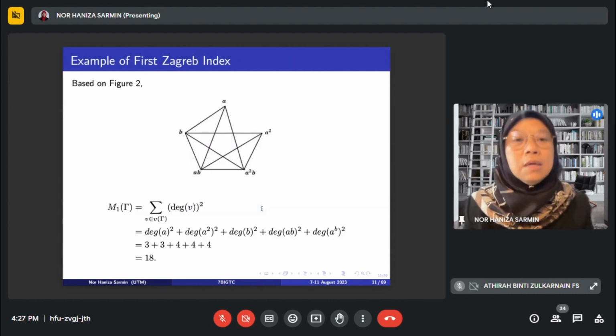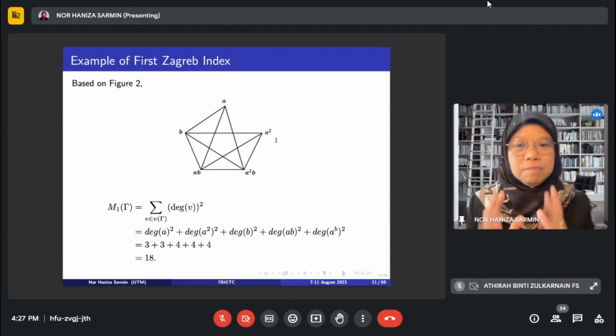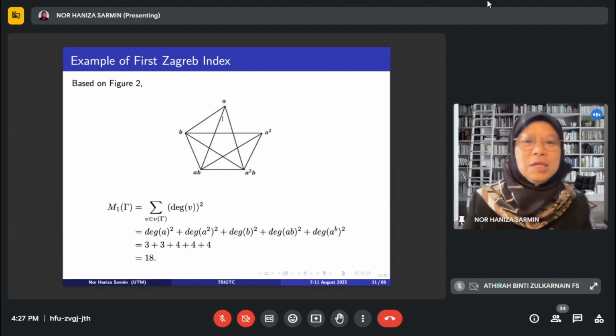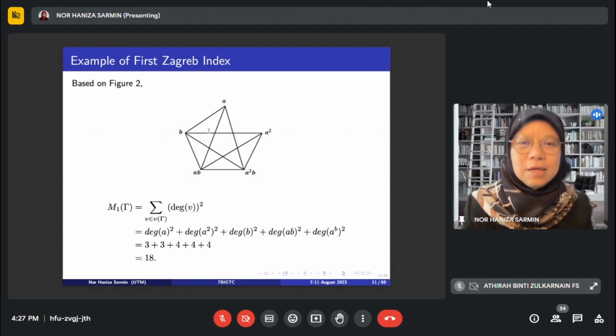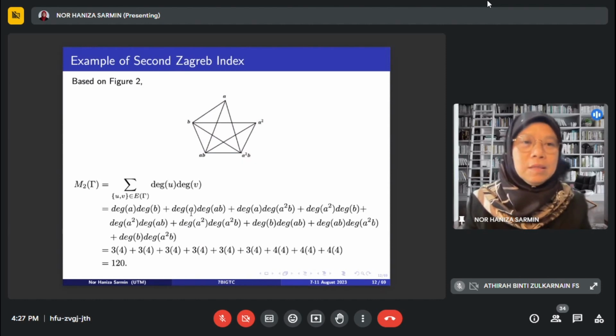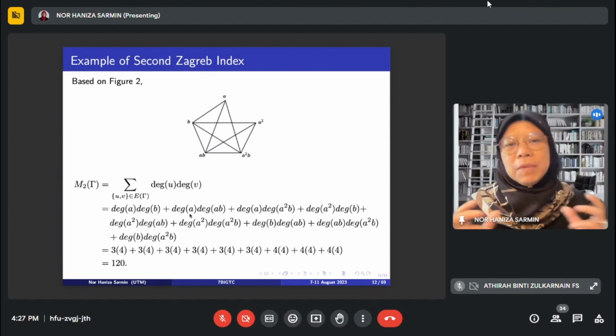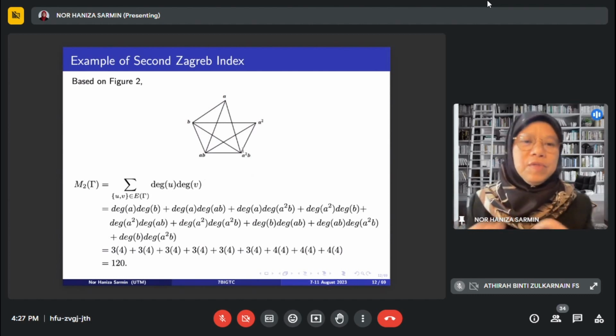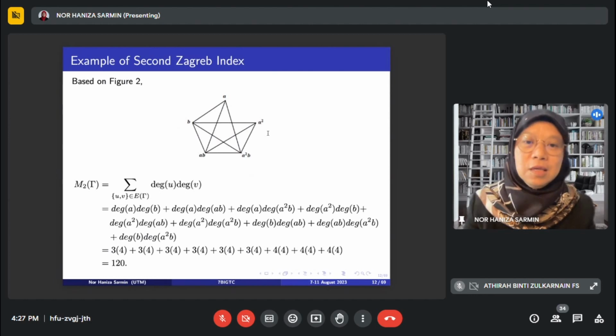So based on this graph, you see that the degree is the number of edges connected to that vertex, right? You have degrees 3 and 4, and we just square those degrees and add them up, and we get the first Zagreb index. While for the second Zagreb index, you multiply the degrees of each u, v which are adjacent. So except for these two, the others we just multiply, and you get the second Zagreb index.